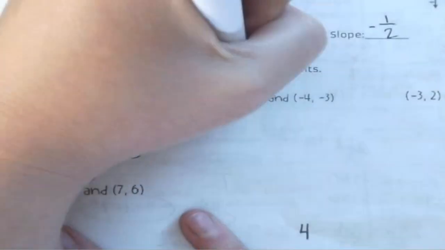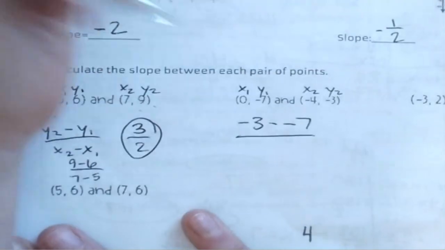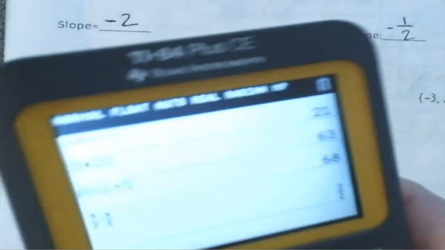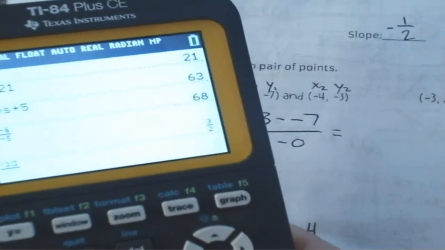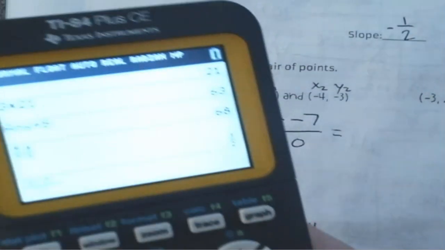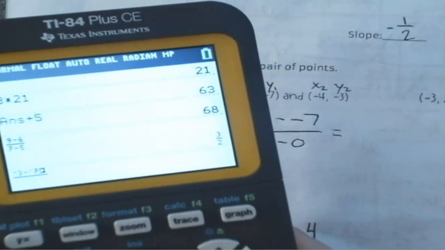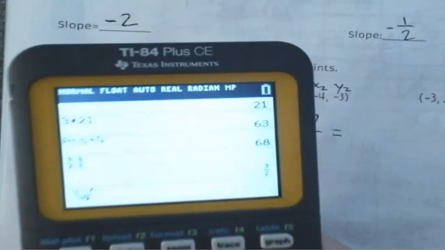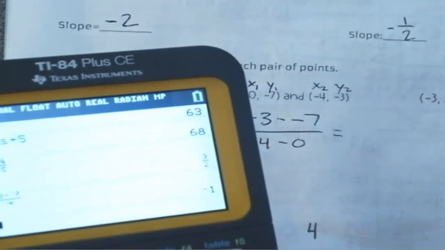So for this one, x1, y1, x2, y2, -3 minus -7, -4 minus 0. So the -4 minus 0 isn't going to change at all. But alpha y equals inner, -3 minus -7. Oh gosh. -3 minus -7 over -4. You can do -4 minus 0, but you don't need to. And you should end up with -1.